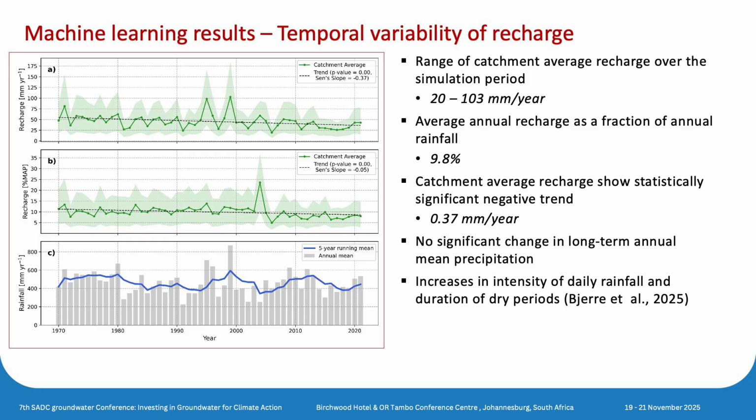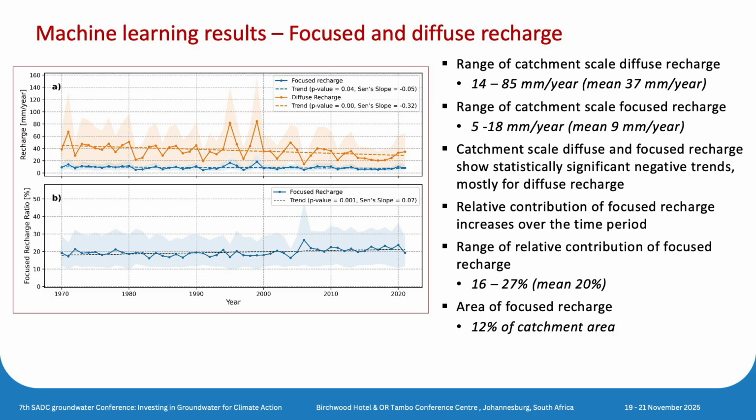Even though the mean precipitation has remained fairly stable, we have also analyzed the intensity of daily rainfall, the number of wet days, and the duration of dry days. Finally, this is the division into focused recharge, the bottom line here, and diffuse recharge. At catchment scale, the mean diffuse recharge is 37 millimeters per year. The focused recharge is 9 millimeters per year.